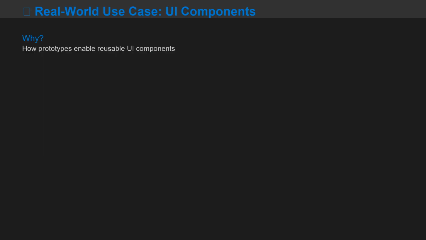Let's look at a real-world example. In web development, we often create reusable UI components. Using prototypes, we can create a base UI component with common functionality, then extend it for specific components like buttons. This approach keeps our code DRY, don't repeat yourself, and makes it easier to maintain.